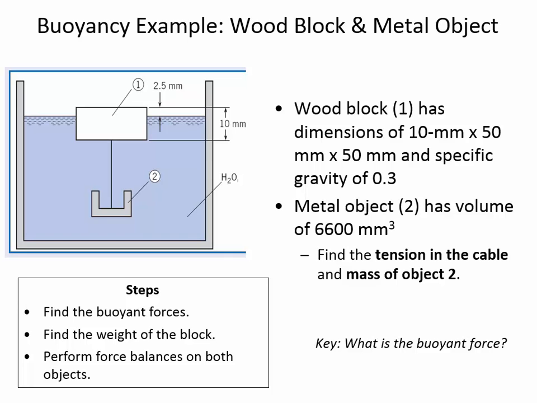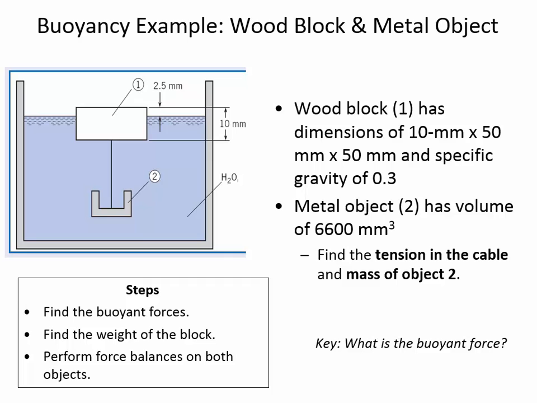Now, even though object 1 is connected to object 2, we don't even have to know anything about object 2 to know what the buoyant forces are on object 1. It depends only on how much of object 1 is submerged. So that's the buoyant force on object 1.